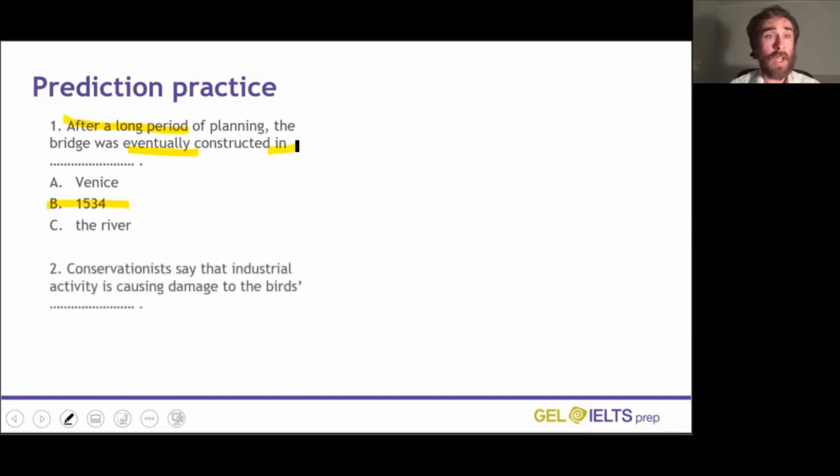2. Conservationists say that industrial activity is causing damage to birds' gap. What would be a good prediction for this gap? A, habitat, B, home, or C, on Scary Island? Look at the next question below this video and choose the option which is the best prediction for this gap.